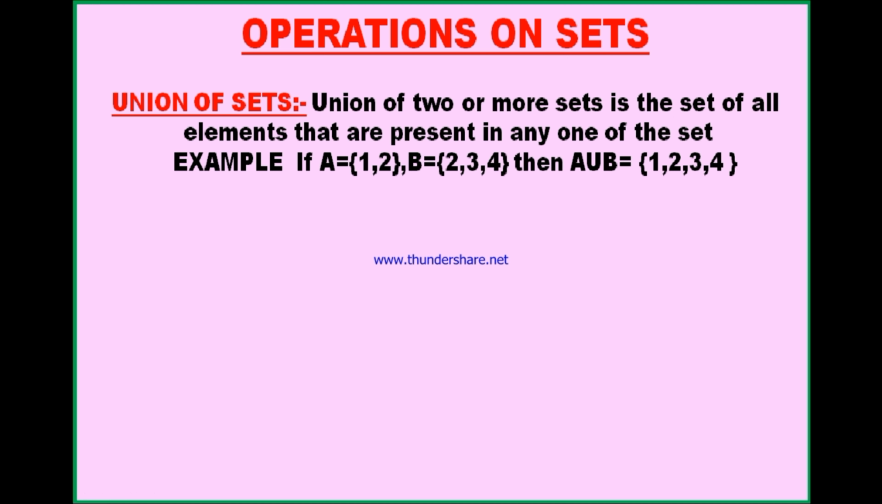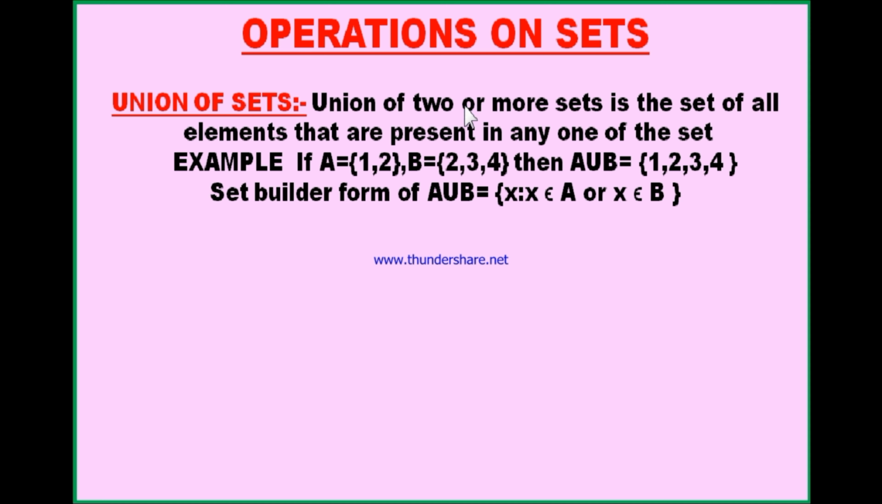This is union. Now, the set builder form. The set builder form of A union B is as follows. If an element belongs to A union B, then it means that element may belong to the first set or it may belong to the second set. You see here, A is equal to the set 1, 2 and B is equal to 2, 3, 4. If 1 is present in the first set, you write it in A union B. And 2 is present in both the sets, again you write it in A union B. And 3 and 4 are not in A but they are in B, even though we write them in A union B.